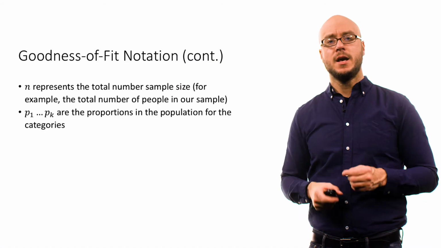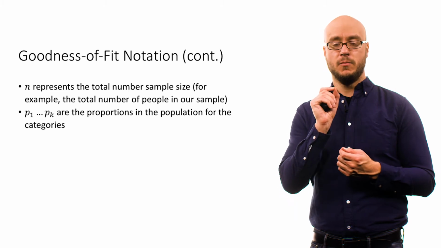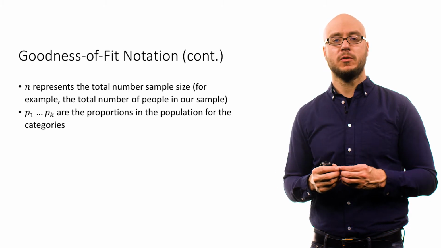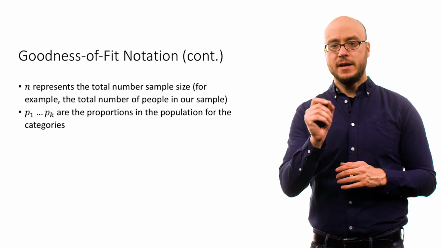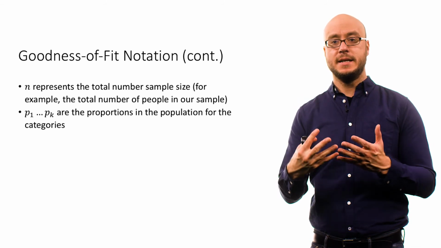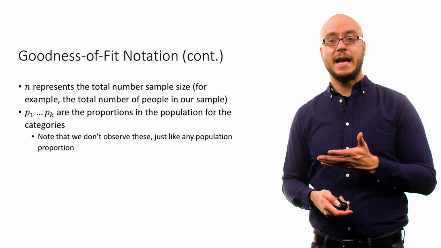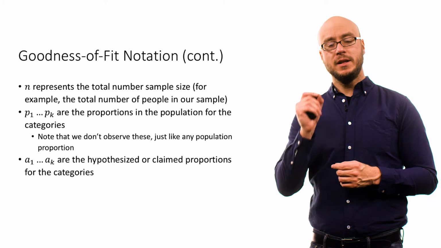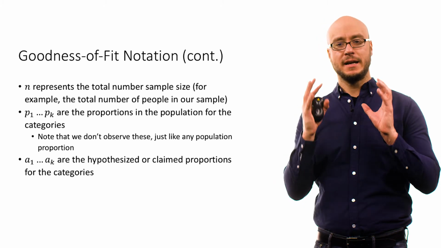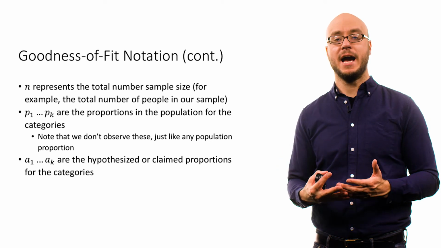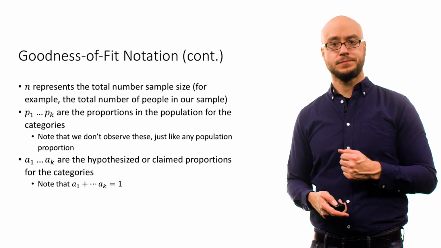So let's keep going. We like to refer to lowercase p indexed from 1 to k, where k is the number of categories. These are the proportions in the population for the categories. The idea is that they are not observed. They're just like any population proportion. And then we like to use lowercase a, again indexed for each of the categories. These are the claimed or hypothesized proportions for the categories in the population. This is what the scholar is claiming these proportions are.